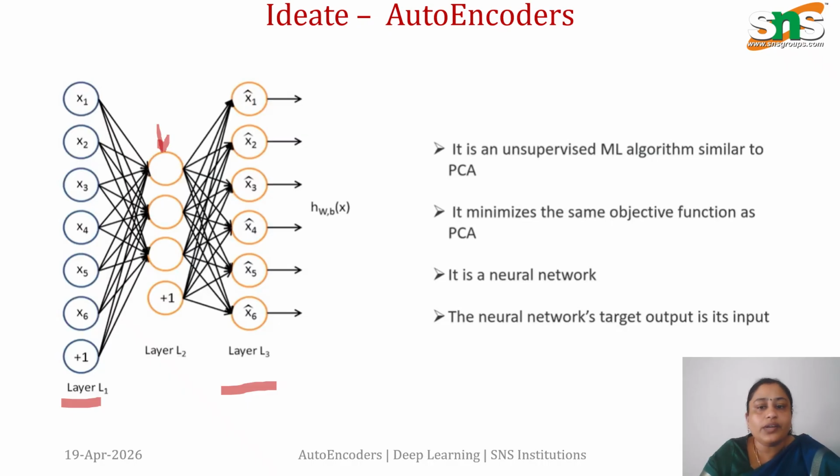An autoencoder is an unsupervised machine learning algorithm which is more similar to your principal component analysis. The objective function is the same as that of your PCA. It is a neural network, and the neural network's target output is its input itself. So this is about your autoencoders.